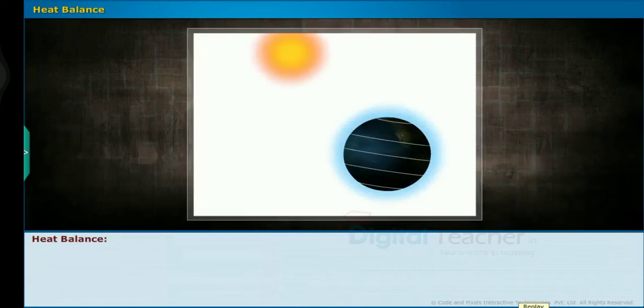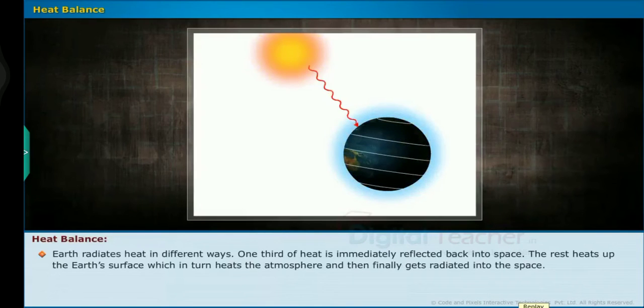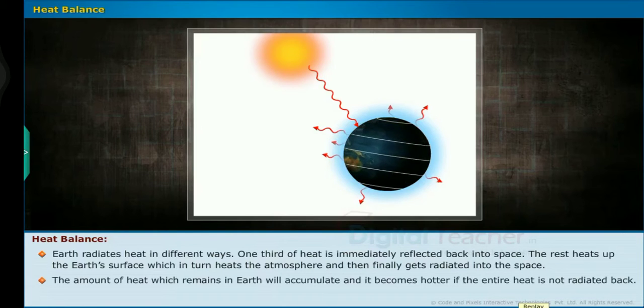We will now look at the heat balance. Earth radiates heat in different ways. One third of heat is immediately reflected back into space. The rest heats up the Earth's surface, which in turn heats the atmosphere and then finally gets radiated into space. The amount of heat which remains in Earth will accumulate and it becomes hotter if the entire heat is not radiated back.